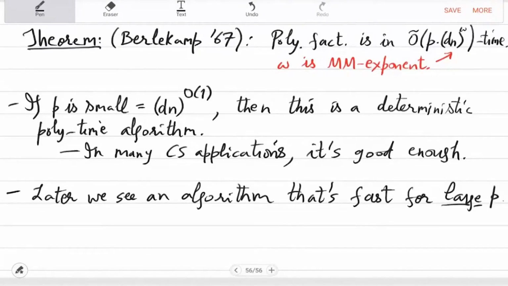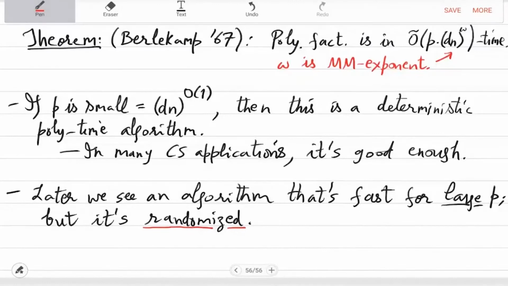So for large P, we will see a different algorithm. It will be polynomial in log P instead of P. But then it will be randomized. It will be a randomized polynomial time algorithm for general polynomial factoring.